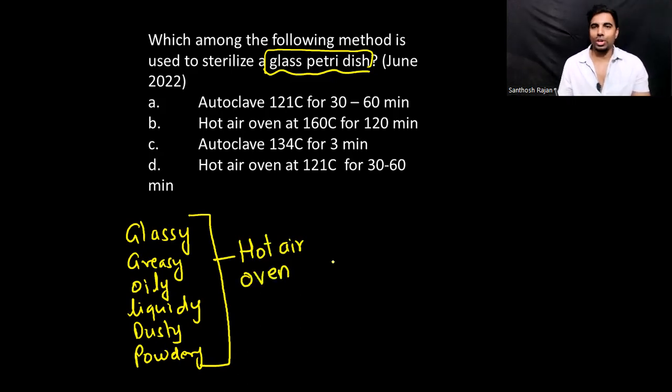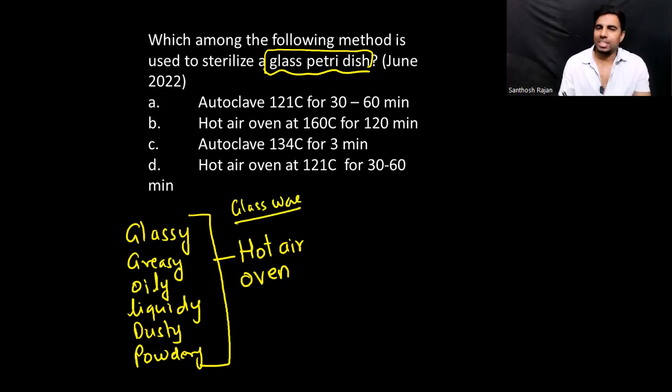Because if you use an autoclave, steam will spoil everything, and you will not have proper sterilization. It dries out, otherwise penetration will be very difficult. So we are using the hot air oven. Remember, hot air oven. So glass means glassware.